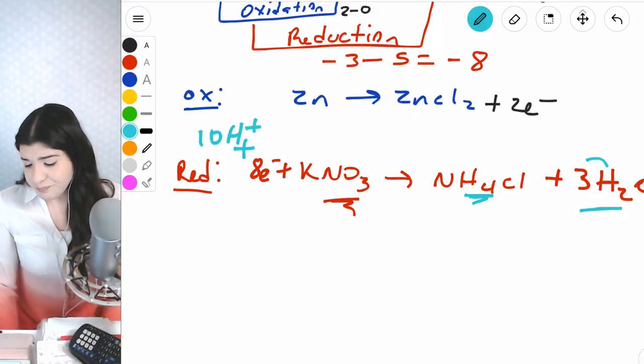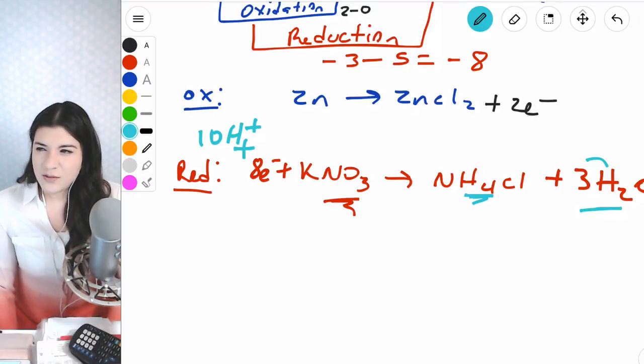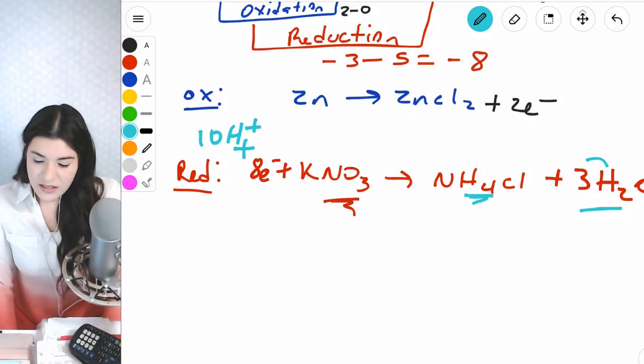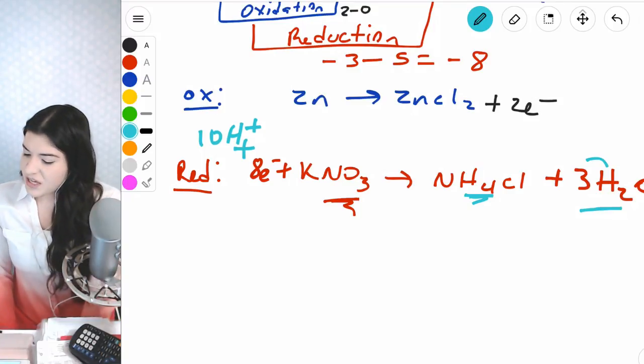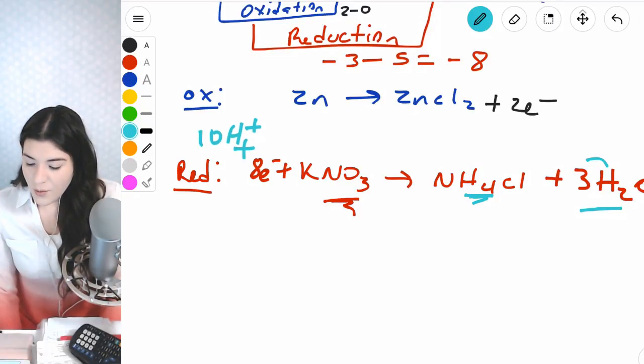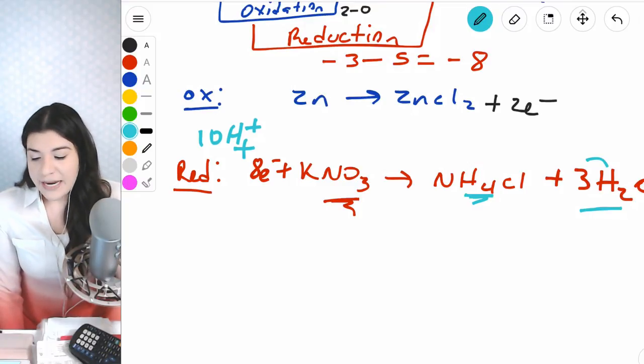Now, the next thing, after we've balanced this out, and that's why I asked, by the way, is this acidic, is this basic? I'm going to treat this under the acidic conditions. There's an extra step if it's basic. So what I'm going to do next is I always want the electrons to be the same. And right now they're not.